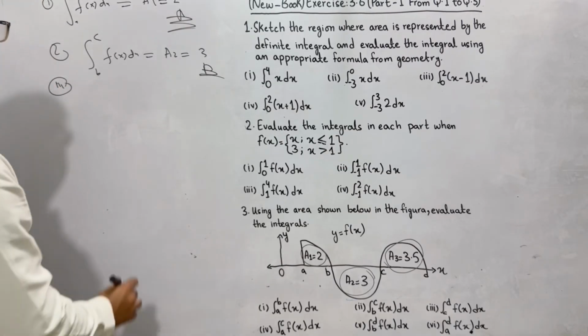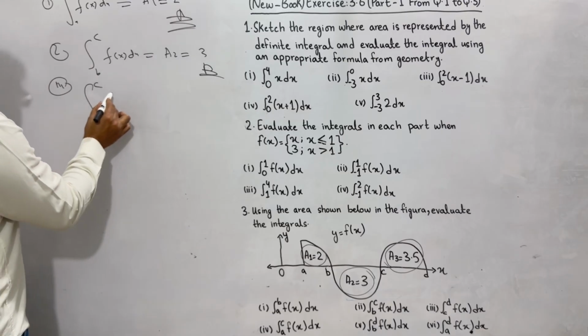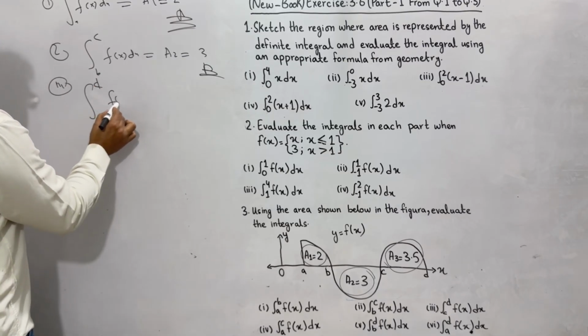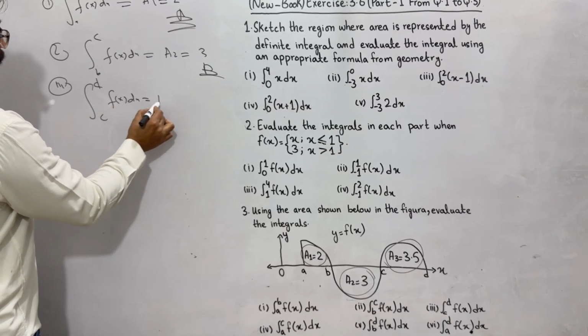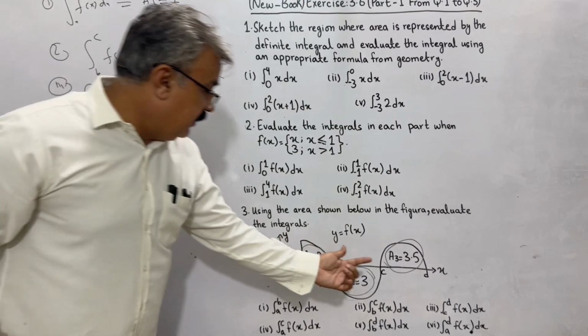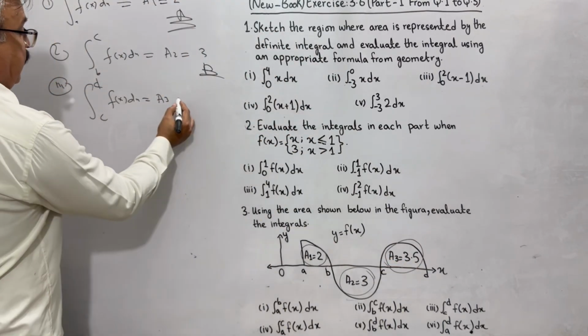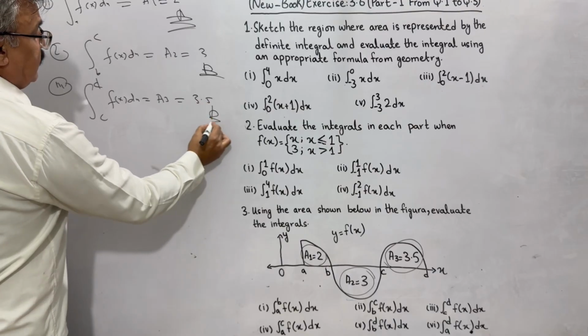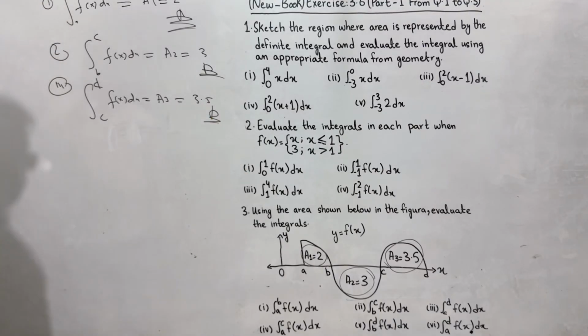That is C to D. The integral from C to D of f of x dx is A3. It is given to us, that is 3.5, just reading the graph, nothing else. What about A to C?